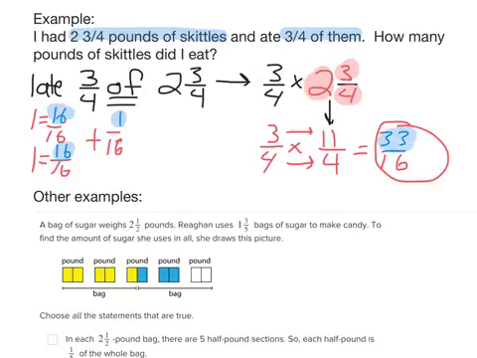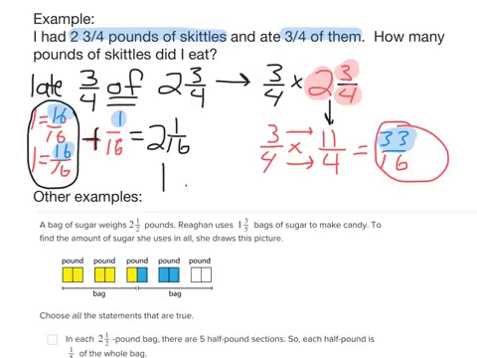33/16. Now I'm going to take each of these and write them as a whole number. So that's 2 wholes altogether plus 1/16. So it's 2 1/16. So the answer is I ate 2 1/16 pounds of Skittles. Nice. Healthy.